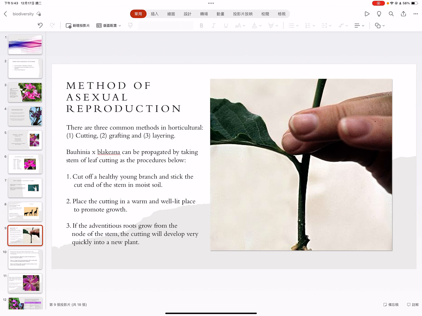And then I will focus on the methods of asexual reproduction. There are three common methods in horticulture. One is cutting, the second is grafting, the third is layering. Bauhinia × blakeana can be propagated by stem cutting, with the procedure below.